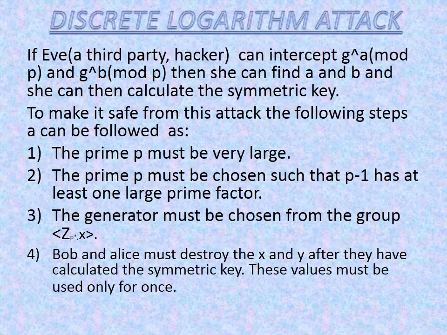To make it safe from this attack, the following steps can be followed. First, the prime number that is chosen must be very large, and it must be chosen such that p minus 1 has at least one large prime factor. The generator must be chosen from the group Zp star. Also, the two parties must destroy their secrets, their private random values x and y respectively, after they have calculated the symmetric key. These values must be used only once.